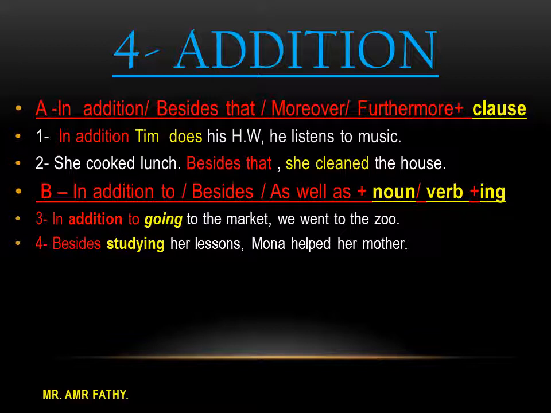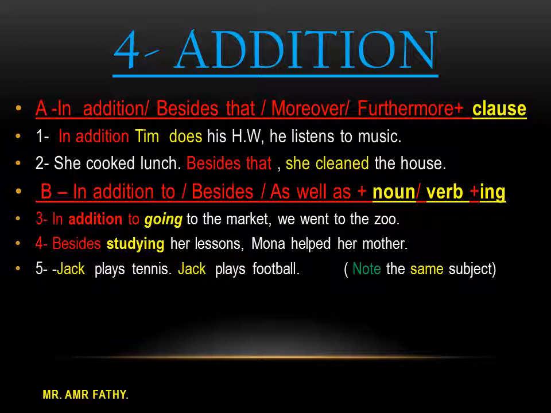What about the original sentence? What was the sentence before we used the linking word? The sentence was: Mona studied her lesson. Mona helped her mother. Mona studied her lesson. Mona helped her mother. Take care, the subject in this sentence is the same. We don't have different subjects. Mona, Mona. So when we use besides, the sentence will be like this. Besides studying her lessons, comma, Mona helped her what? Her mother. Is it right? This is for what? For number 4.